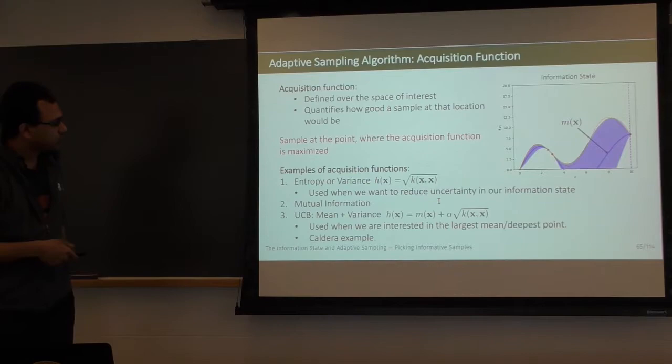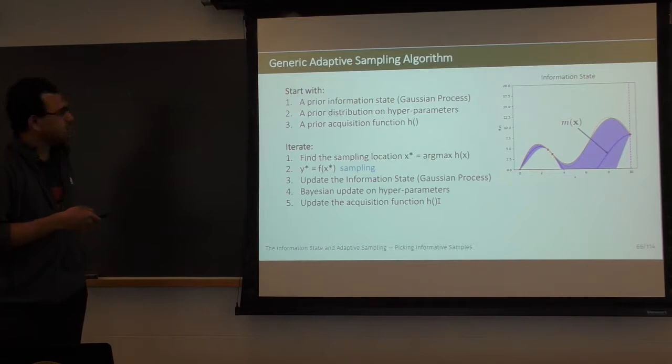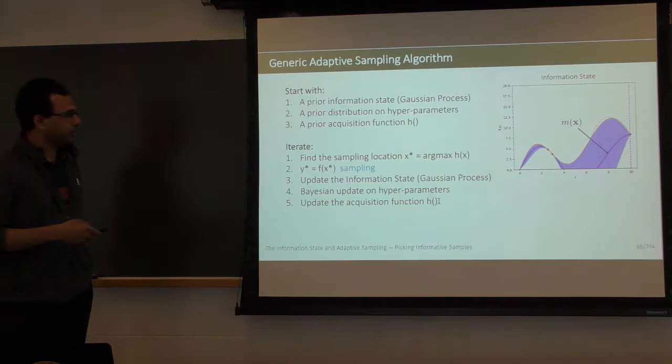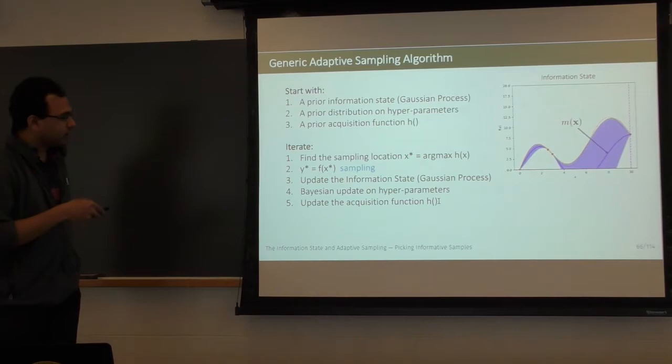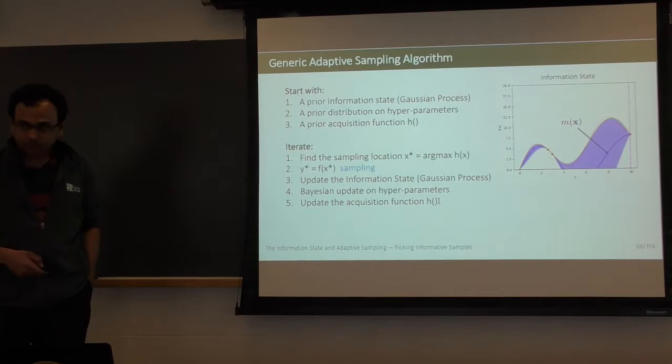Now that we know where to sample next, let's make it concrete with a description of an algorithm. Here's the generic adaptive sampling algorithm. You start with a prior information state, something like this, which is a Gaussian process. You start with some prior distribution on hyperparameters. You define an acquisition function. And you iterate on the following. Find the next sample at a location which maximizes the acquisition function. You sample at that location, get y star. Based on the sampled value and where you sampled, y star, x star, you update the information state, which is the Gaussian process. Then you do a Bayesian update on the hyperparameters, and you also update the acquisition function. You can keep doing this, but then we would like to stop.